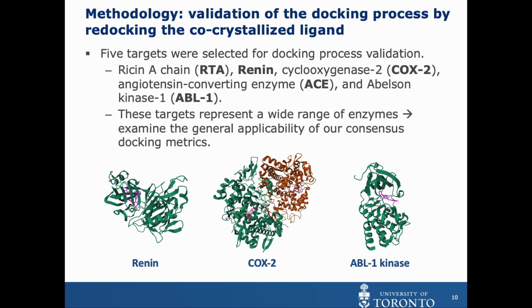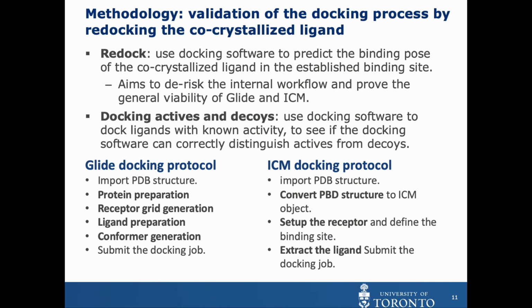To validate our docking process, we start by selecting a diverse set of target proteins. For this study, we have chosen ricin A chain, renin, cyclooxygenase 2, angiotensin-converting enzyme, and alpha-kinase 1, and they should represent a wide range of enzymes. Using different types of targets in our consensus docking study can give us a chance to examine the general applicability of our consensus docking metrics.